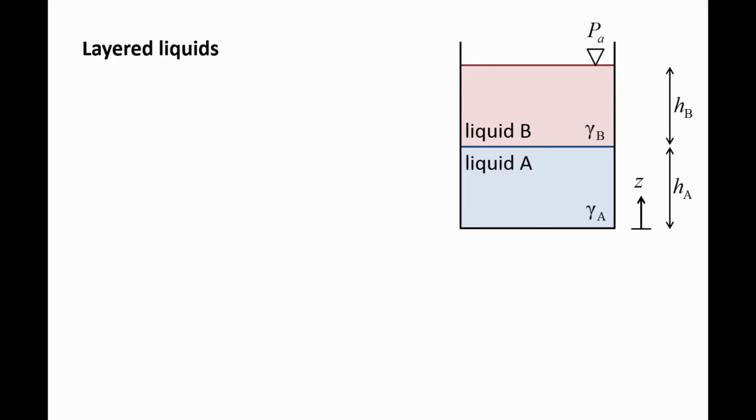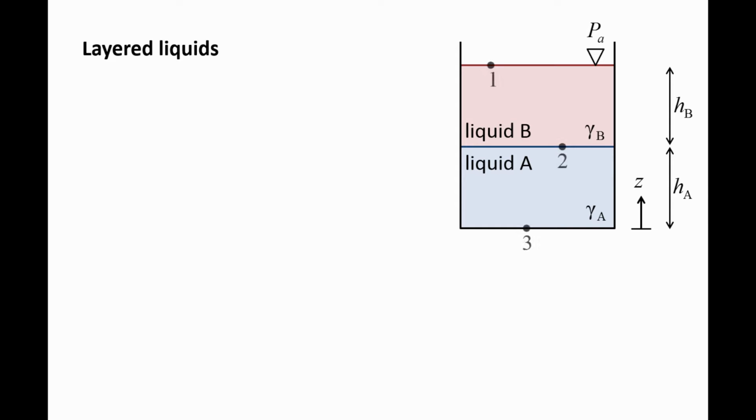Some fluids are immiscible, that is, they do not mix. Oil and water is a classic example of this behavior. Here we have two static fluids in an open container, liquid A and liquid B, that have different specific weights. Liquid A has a thickness HA and liquid B has a thickness HB. The liquid on the bottom will always have the larger specific weight.